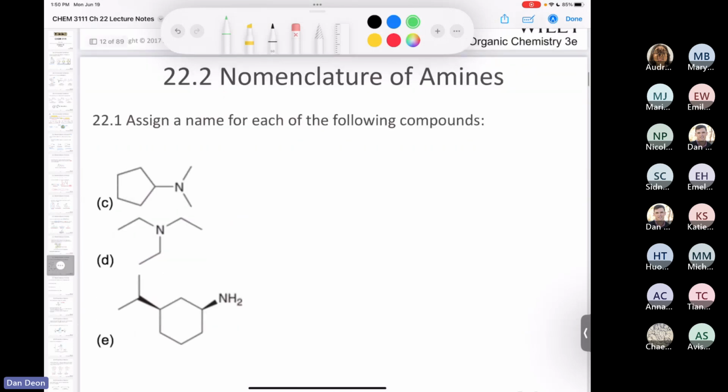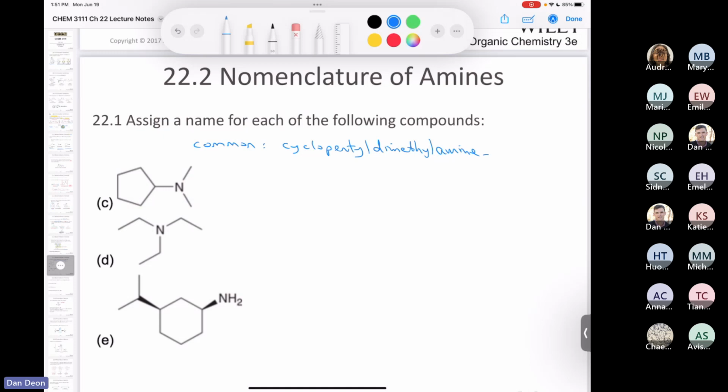So if we go to this problem here, there's a couple of ways we could name this. We could name this using the systematic way, or we could name it using the common way. If we try using the common way, we know that this is a methyl group, we know this is a methyl group, and we know this is a cyclopentyl group. So we have cyclopentyl dimethylamine is what you would call this as a common name. So I'm just going to write it down here for you. Now that's the common way of naming it.